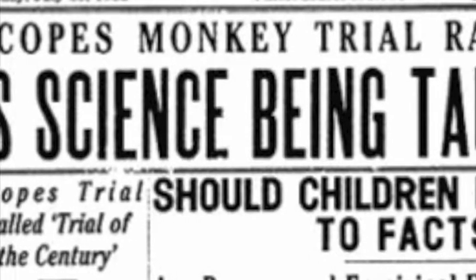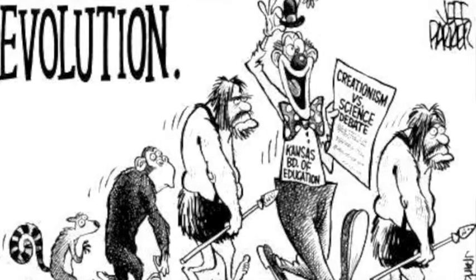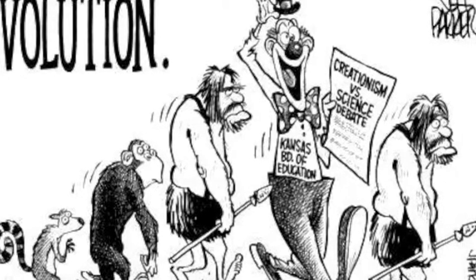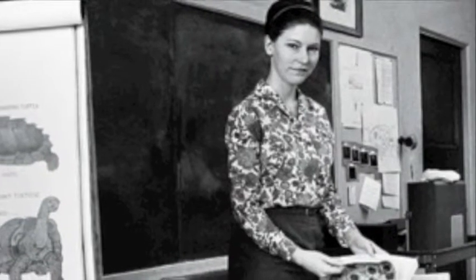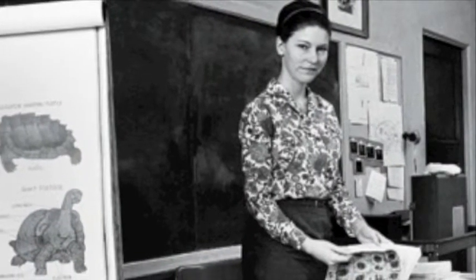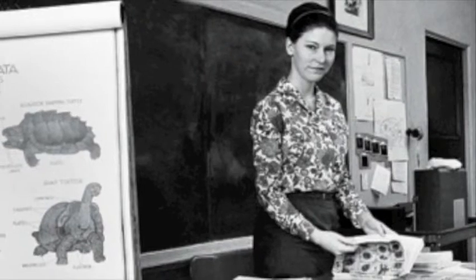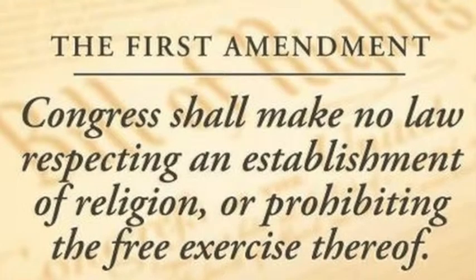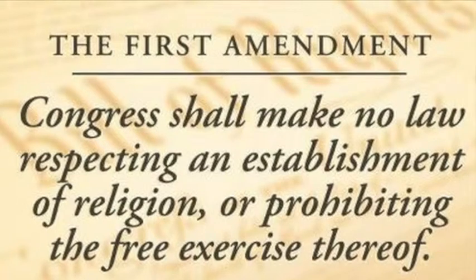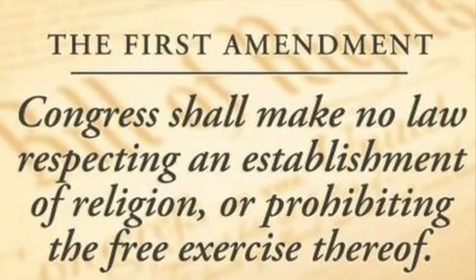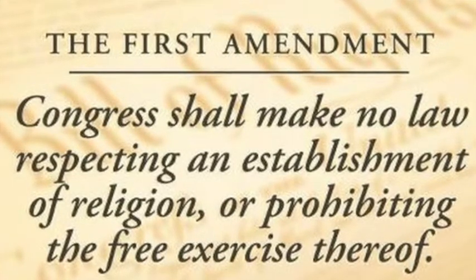Yet such bizarre cases continued in 1968 with Epperson v. Arkansas and in the 1987 Edwards v. Aguillard case. In the Epperson v. Arkansas case, the Supreme Court ruled that the statute banning the teaching of evolution is unconstitutional, according to the Establishment Clause in the Constitution, which states that Congress shall make no law respecting an establishment of religion or prohibiting the free exercise thereof.